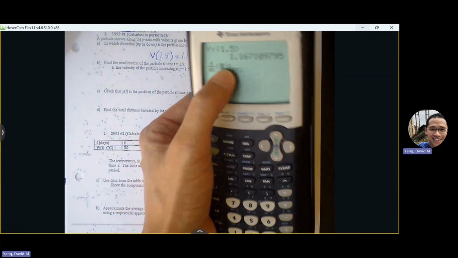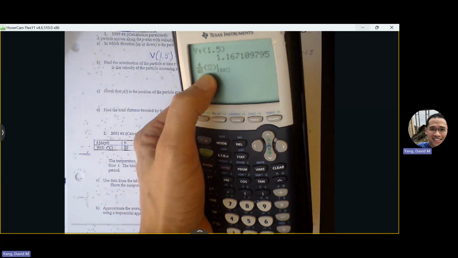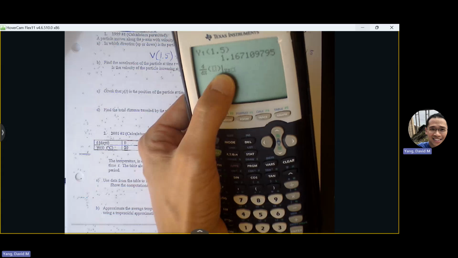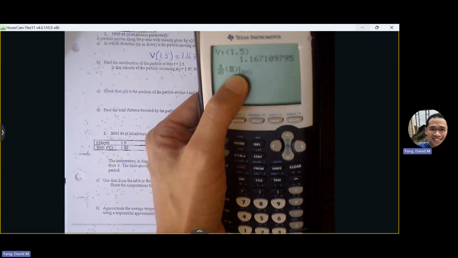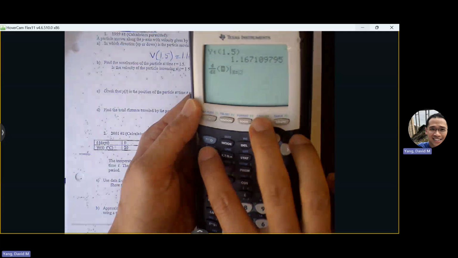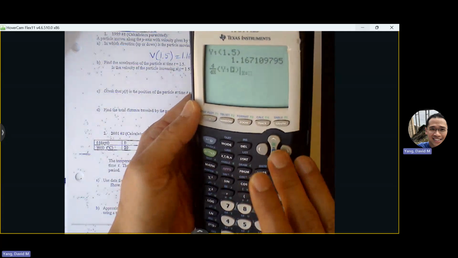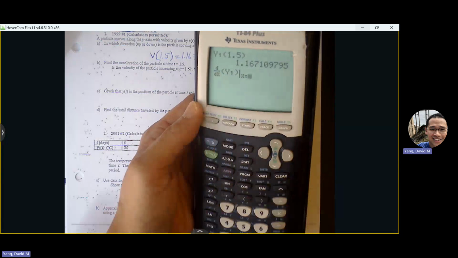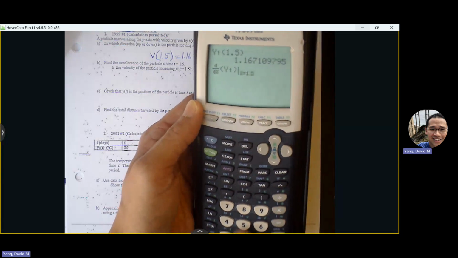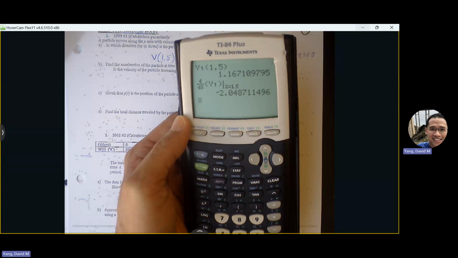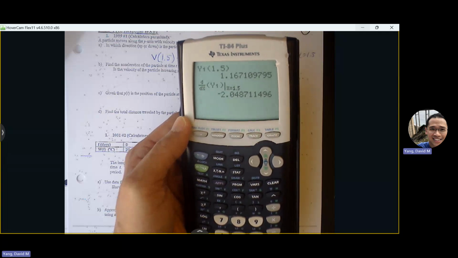We want to put in our velocity function because we're going to ask the calculator to evaluate the derivative of velocity at 1.5. But rather than typing in x sine x squared, we already have that saved under y1. So if you do alpha trace y1, you can make the calculator recall that velocity function for you. And if you type in 1.5, that will get you the velocity's derivative at that point, which is acceleration.